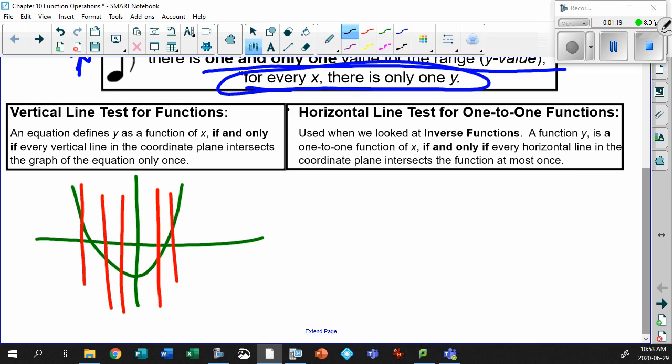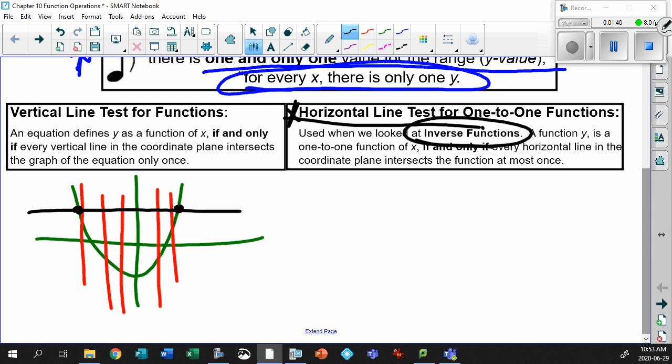But what about the horizontal line test? Well, remember, we talk about the horizontal line test when we're talking about inverse functions. You do a horizontal line test like this. Guess what? It cuts in two places. The inverse will not be a function.